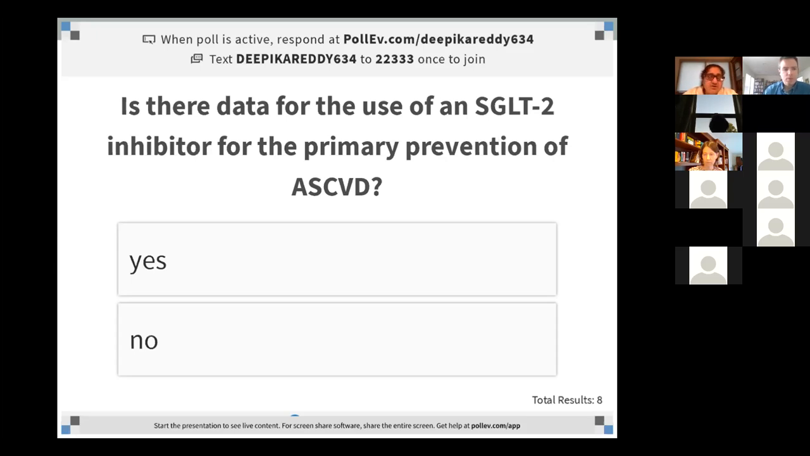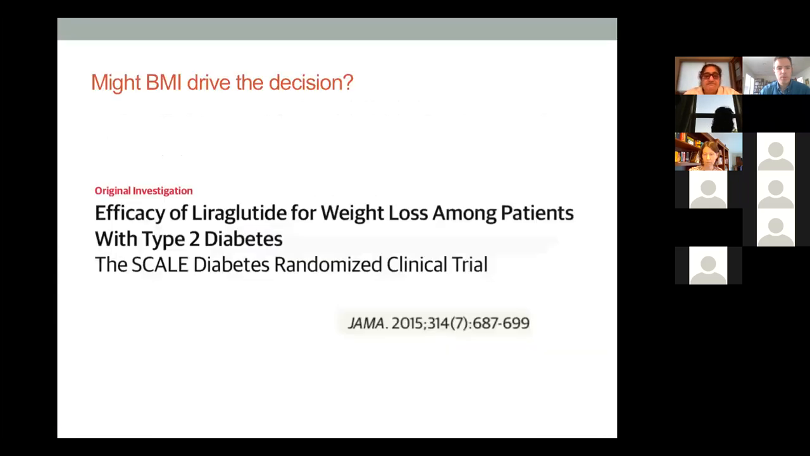SGLT2 inhibitors will reduce your A1C by 0.5 to 0.8%. You won't have weight gain with it. And so it's a very reasonable choice. The patient does not have a known history of cardiovascular disease, so you don't have to push for the GLP-1. And we'll talk a little bit about weight and weight change and why a GLP-1 might have been a reasonable choice as well in the next couple of slides. So could the BMI have driven your decision?